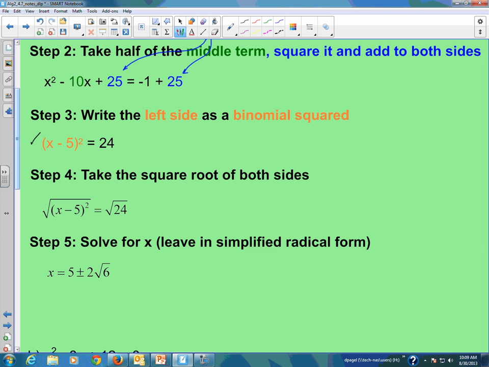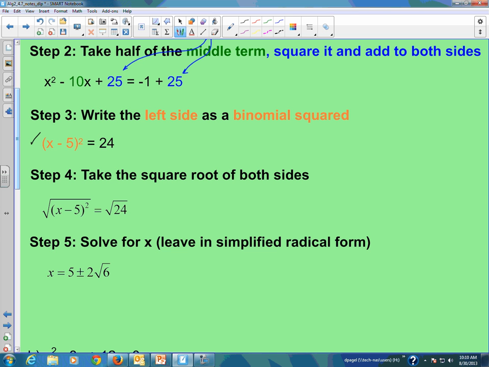Step 4, we take the square root of both sides. Once you get that isolated squared binomial, now you're ready to undo it by the square root property. And that's what happens. We square root both sides, and remembering that when I do that, I'm going to get a plus or minus on the right-hand side. So x minus 5 shows up and equal to plus or minus the square root of 24. And then the last step would simply be solve for the x.